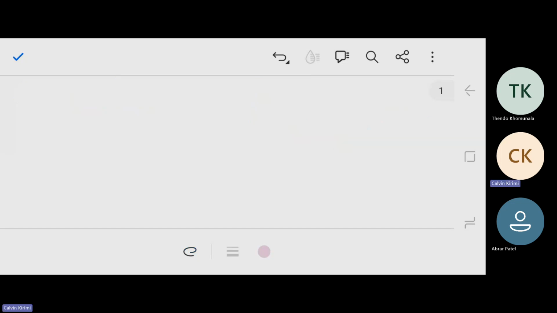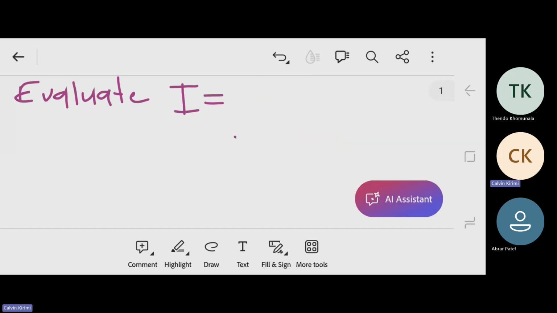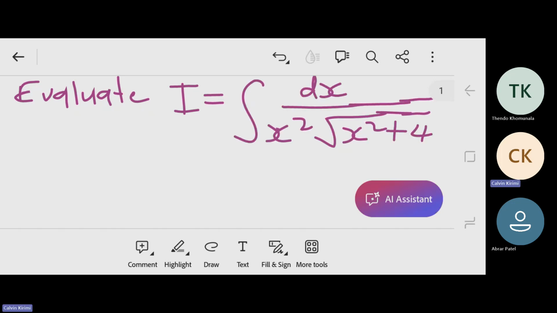Whenever you see something under the root sign, then you know that you are going to use trig substitution, or the question automatically tells you to use trig substitution to solve this. If the question does not tell you what to do, whenever you notice a square root in the numerator or the denominator, you can try trig substitution.